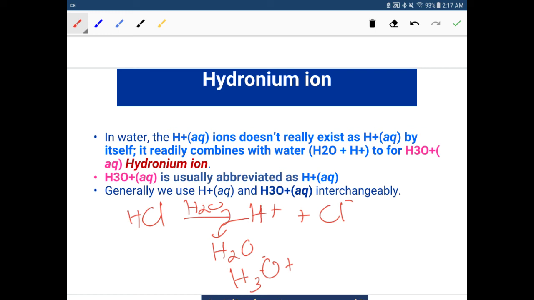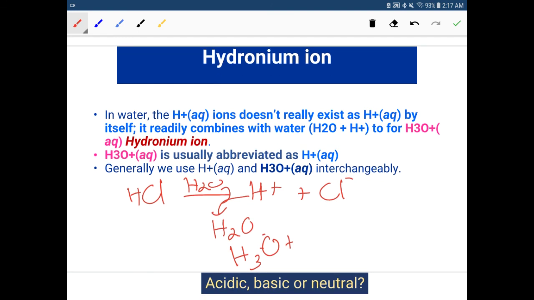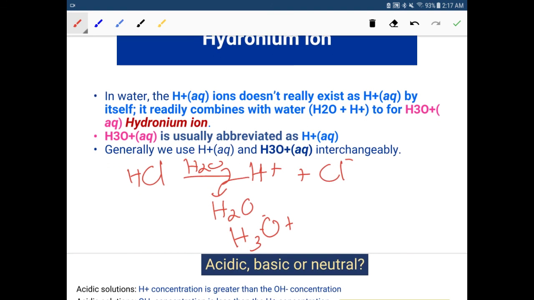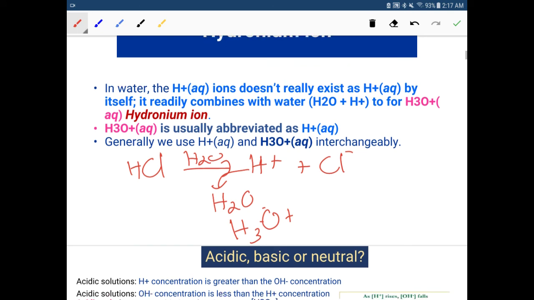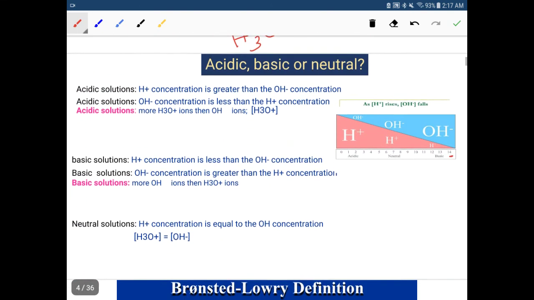So we usually abbreviate H3O plus as H plus. If you use H plus or H3O plus, you are okay. They all mean the same thing. They can be used interchangeably. So you could either say hydrogen ion or hydronium ion. It's not really that big of a difference, but the more correct way of saying it is hydronium ion. Right.